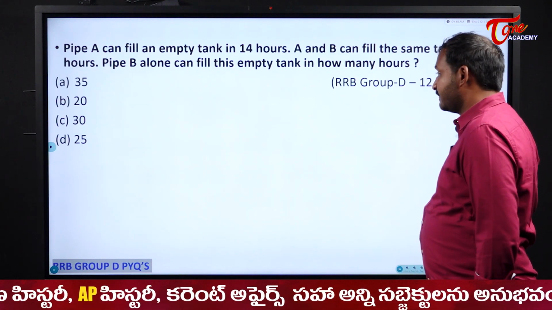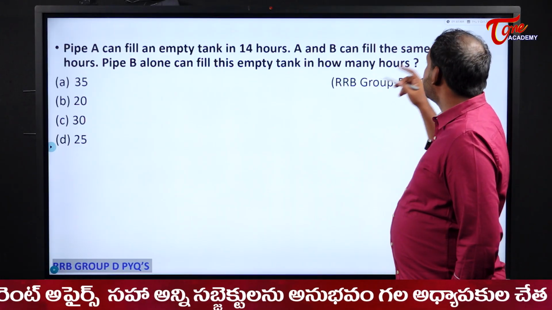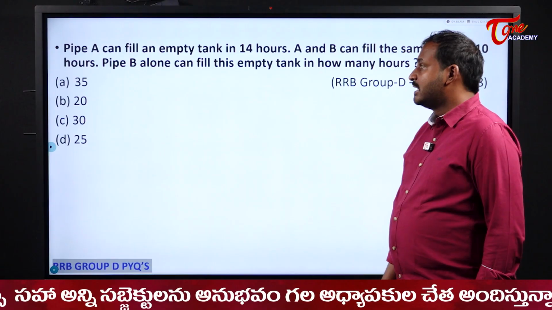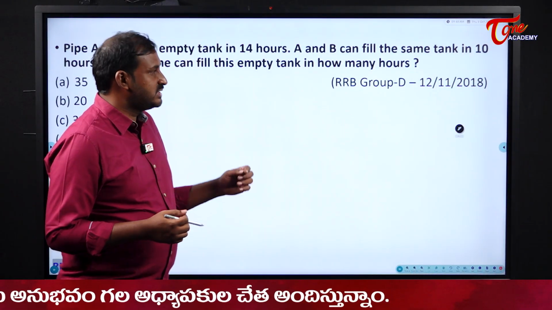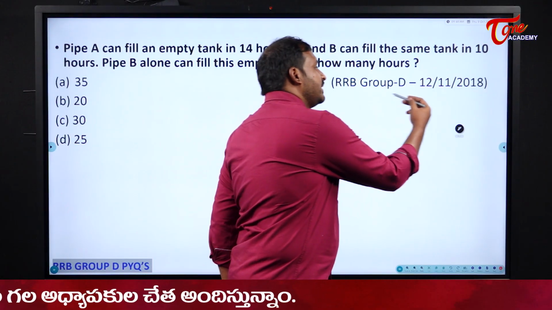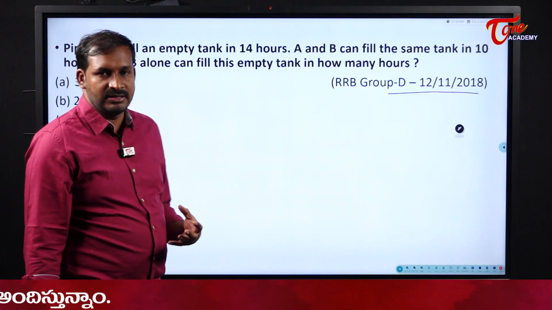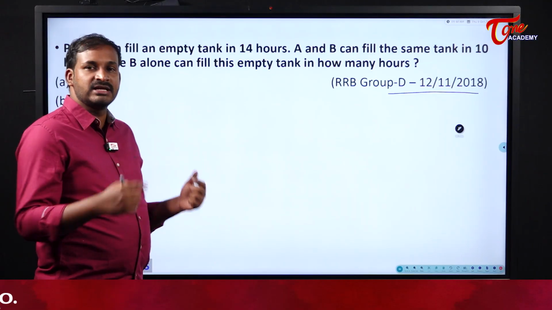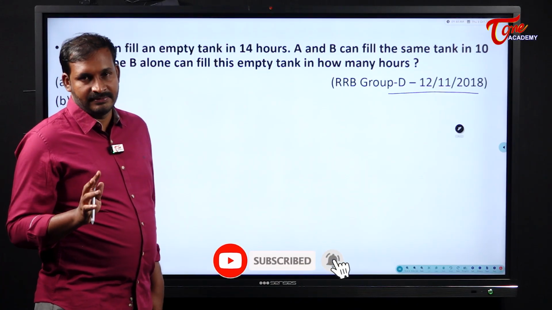Okay, next one. Pipe A can fill an empty tank in 14 hours. A and B can fill the same tank in 10 hours. Pipe B alone can fill the empty tank in how many hours? A simple one. See here, students, mostly the questions will be repetitive. If you observe the dates also, similar types of questions will be there. So please practice more and more previous year questions, which will definitely help you.